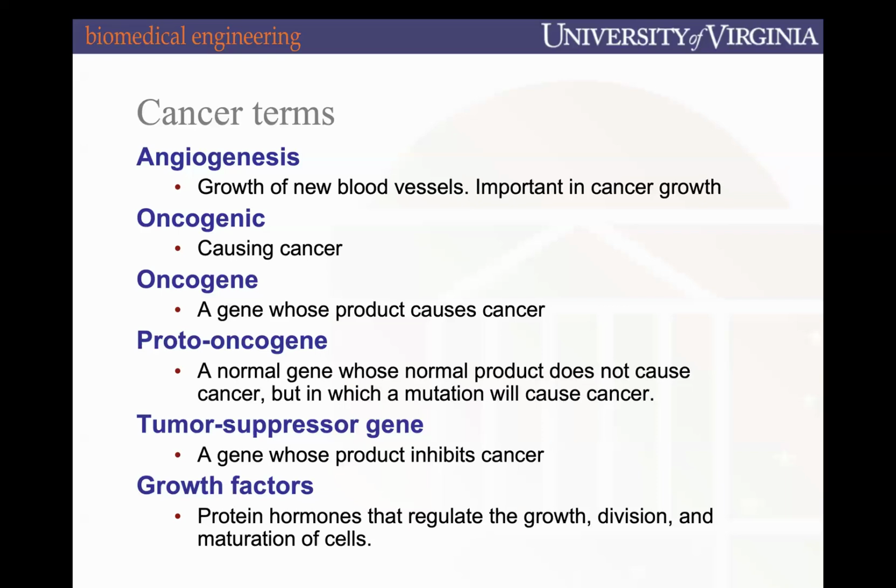So proto-oncogenes and oncogenes could both be referencing the same exact gene, but it depends on whether they're in their mutated state or their original state. If they're in their original state, that's a proto-oncogene. If they're in the mutated state, that refers to an oncogene.